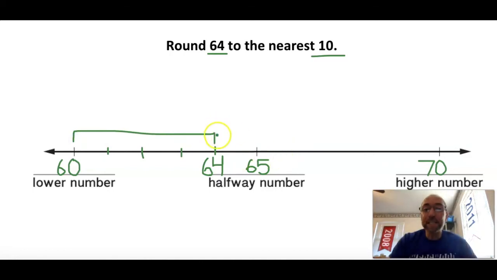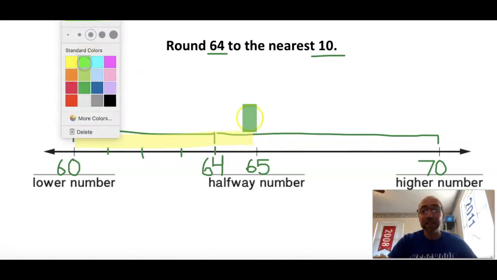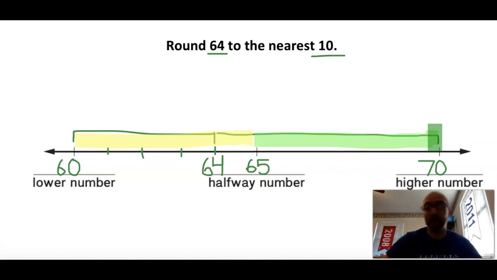Okay? So now my question comes, is 64 closer to 60? Or is 64 closer to 70? Well, by using these number lines, anything that is less than the halfway number is going to round to the lower number. And anything that is greater than the halfway number, well, that's going to round to the higher number.